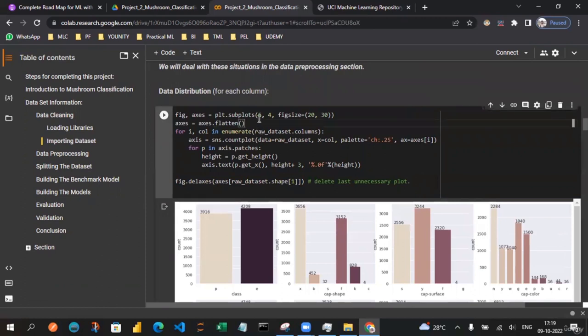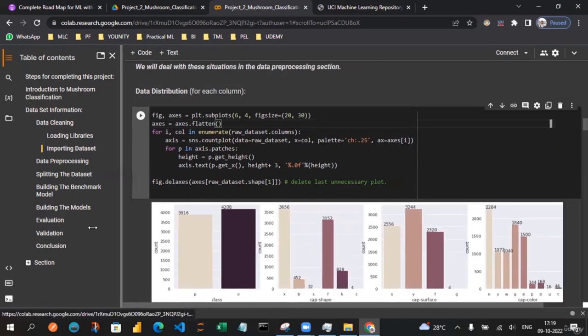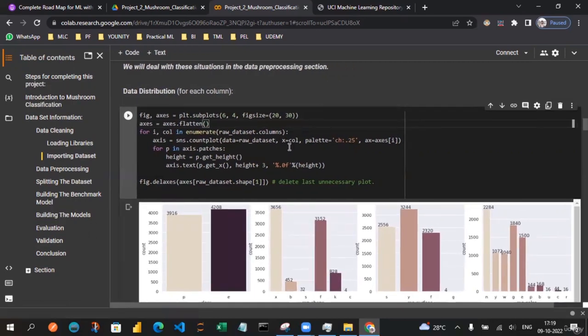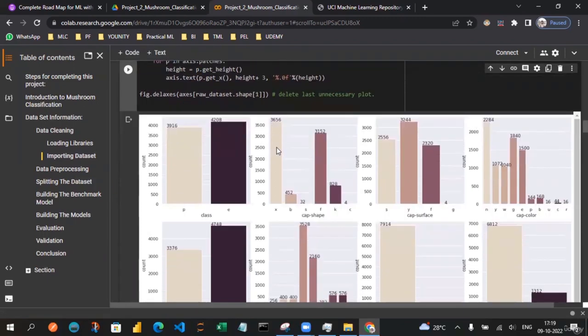So let's have a look at the data observations corresponding to the distributions. I'm plotting subplots corresponding to different kinds of information to showcase in terms of different plots. So let's have a look at these plots using the count frequency of each and every value. So have a look at this class.